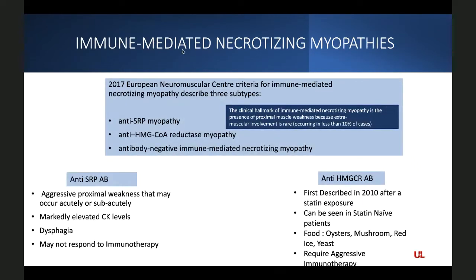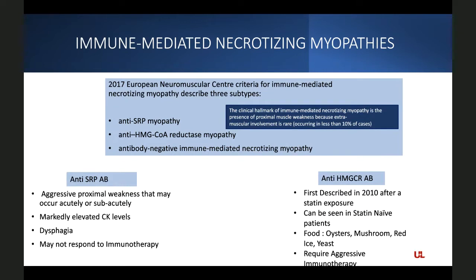Okay, so the third entity that I was going to talk about is immune-mediated necrotizing myopathy. In 2017, the European Neuromuscular Center criteria described the 3 subtypes of this myopathy. One is anti-SRP myopathy, the other one is anti-HMG-CoA reductase myopathy, and then antibody-negative immune-mediated necrotizing myopathy.